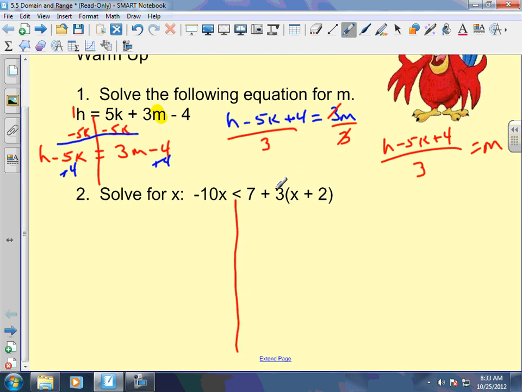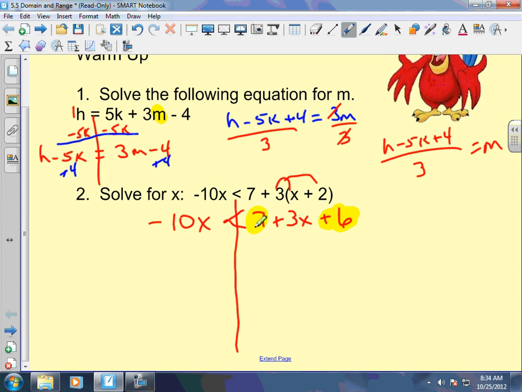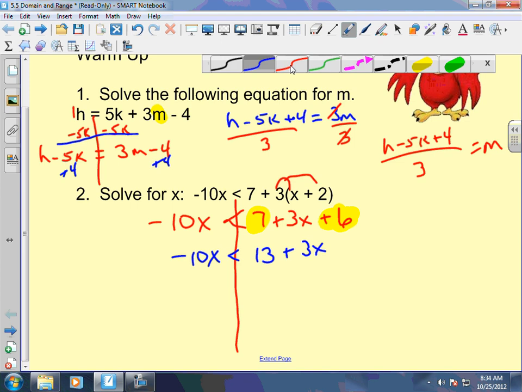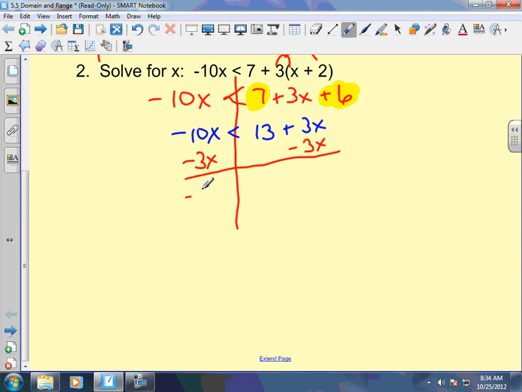The first step I need to do in this inequality is distributive property. Negative 10x is less than 7 plus 3x plus 6. Now, my positive 6 and my positive 7 can be combined. So I get negative 10x is less than 13 plus 3x. I'm going to move the 3x to the other side with the negative 10. So I'm going to subtract 3x from both sides. Negative 10 minus 3 is negative 13x is less than 13.